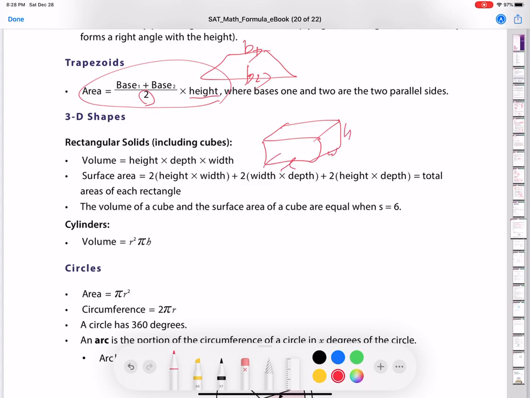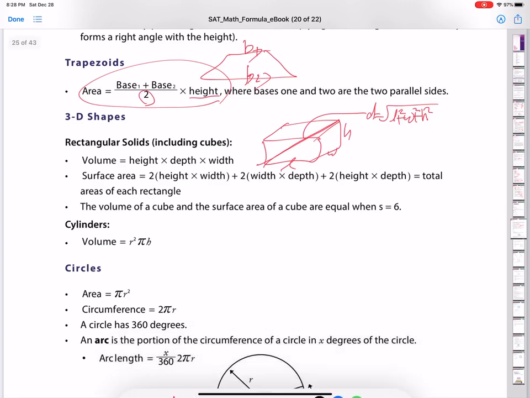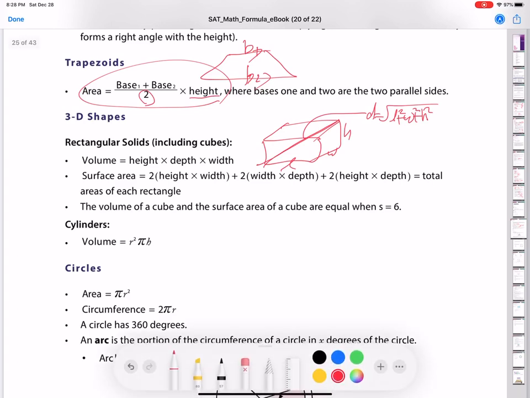How can you find the longest diagonal? That distance equals the square root of L squared plus W squared plus H squared. I'm going to ask you to memorize this formula as well. The surface area: 2 height times width, 2 width times depth, and 2 height times depth, because the 2 faces are always congruent, right?